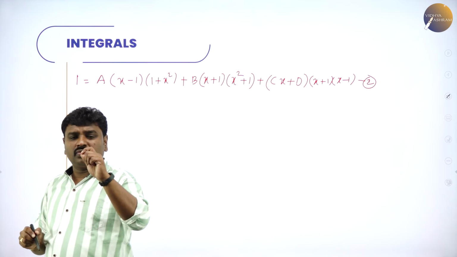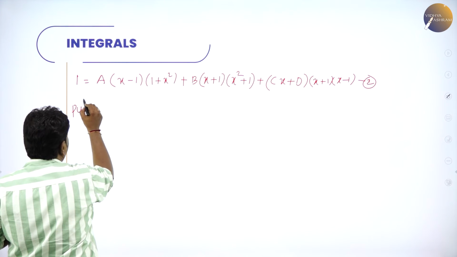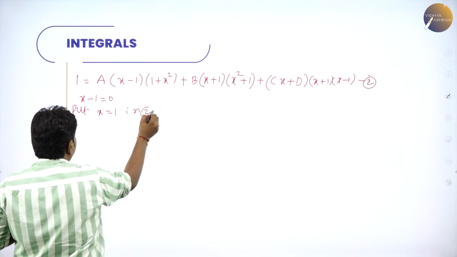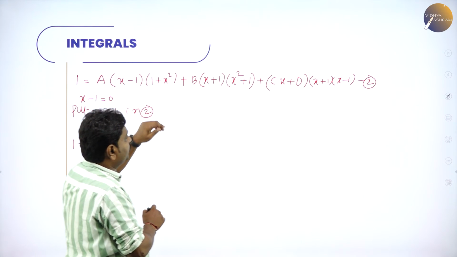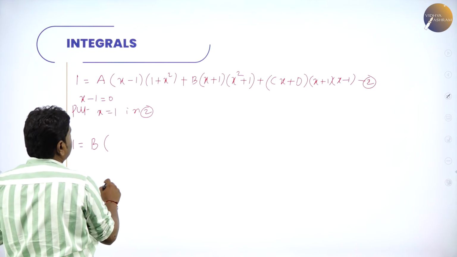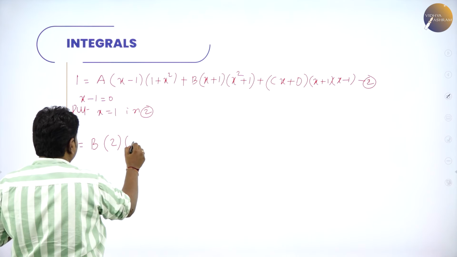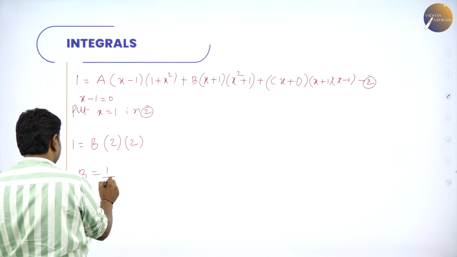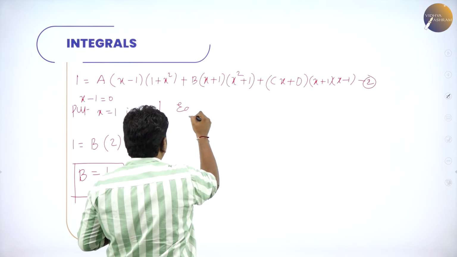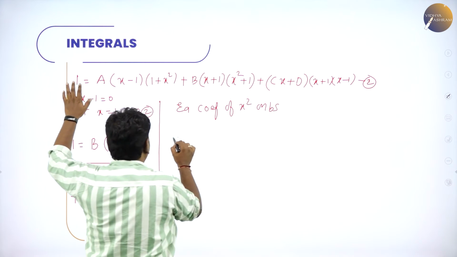So now we got the a value, and now we can do coefficients. So to get b, put the second factor. What is the second factor? x minus 1 equal to 0, that is x is equal to 1 in equation 2. 1 minus 1 is 0, leave it. We'll have b. So b, 1 plus 1 is 2. 1 square plus 1 is 2. So b you will get 1 by 4. A you got minus 1 by 4, b you will get 1 by 4. Now you need c and d, equating coefficients of x square on both sides. So LHS we don't have x square, 0.